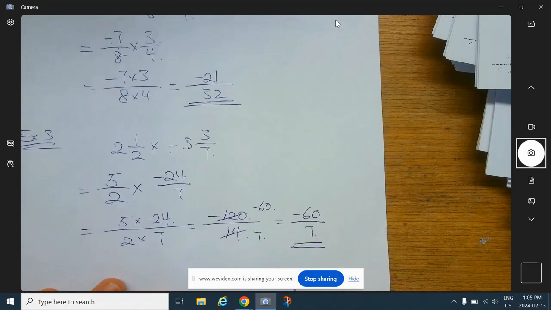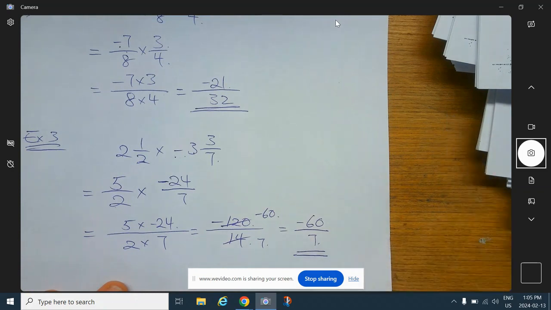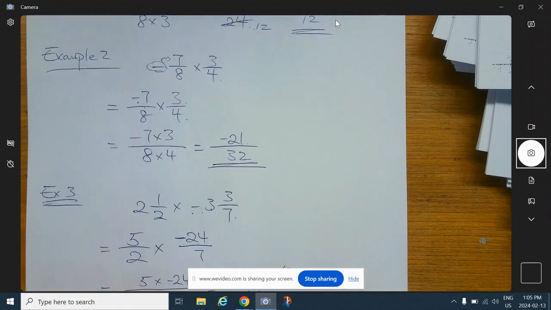Now, typically, we would like you to leave your final answer as an improper fraction. If you need to have it as a fraction, leave it as an improper fraction in lowest reduced form. This would be the most ideal thing. So that's it. It's very easy.